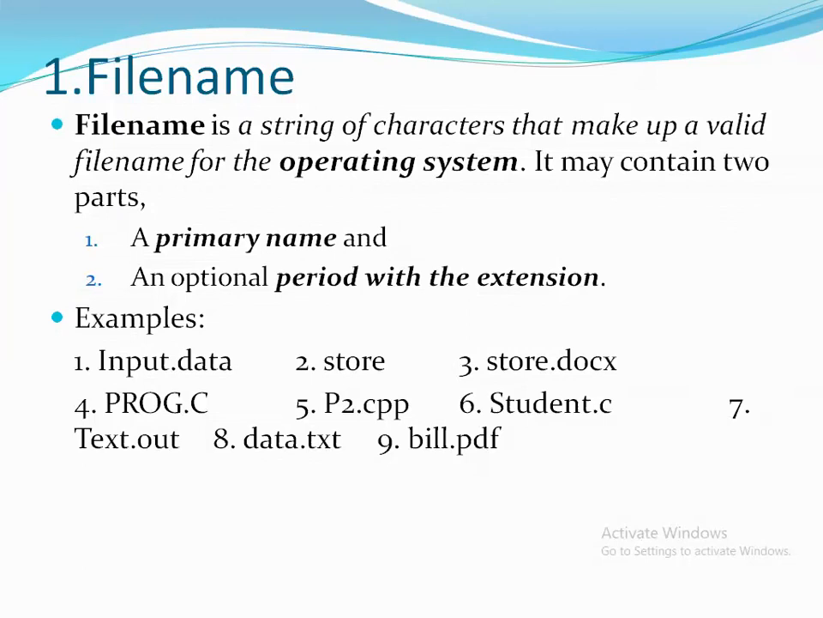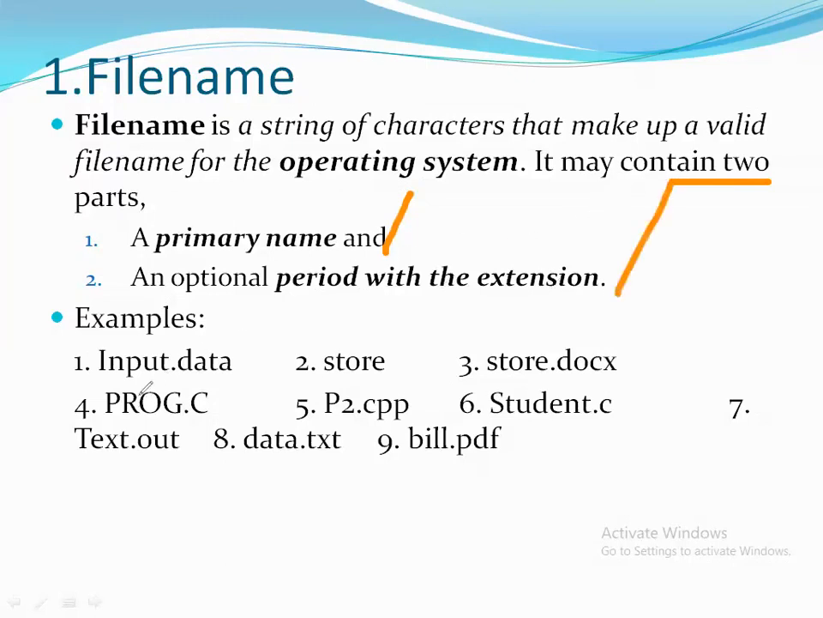But type is different from the name. The name is user defined. We can give the file name as per our interest only. But the type of the file must be specified and supported by the operating system. For that purpose, the naming of the file is divided into two parts. What are the parts? Primary name, and next one is an optional period with the extension.